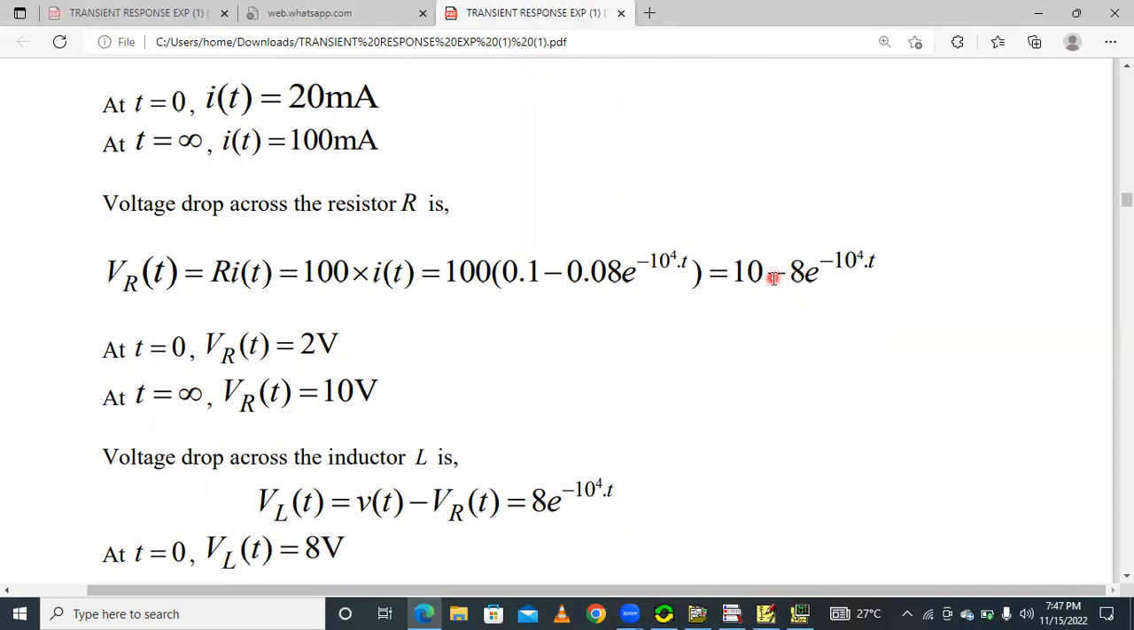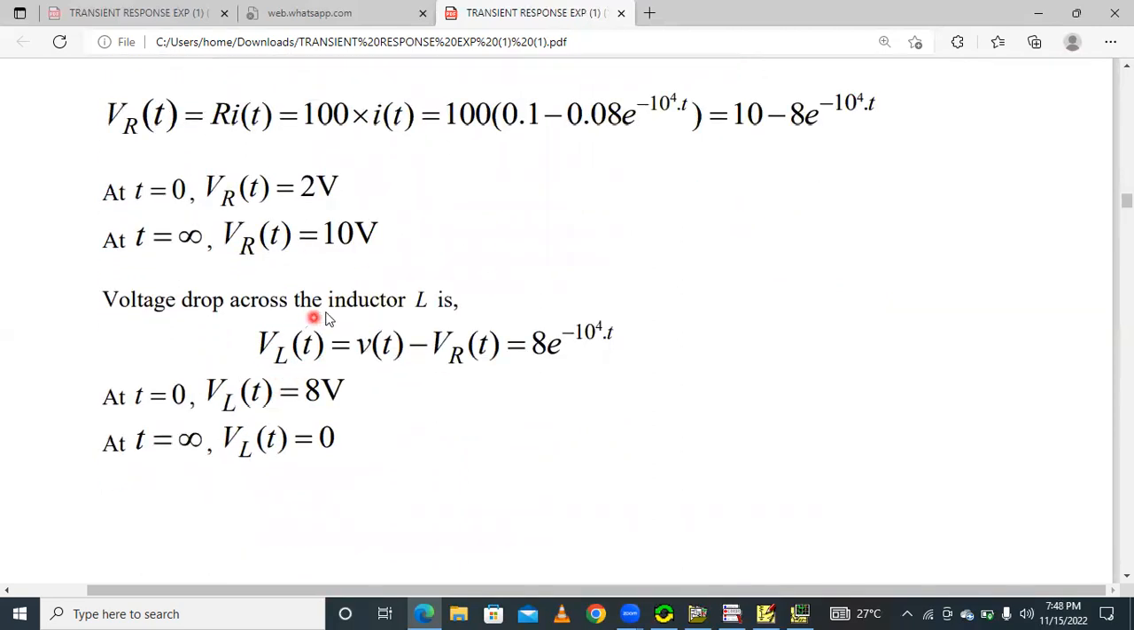Substitute t equal to 0 here: e power 0 is 1, and 10 minus 8 is 2. So at t equal to 0, VR of t is equal to 2 volts. At t equal to infinity, e power minus infinity is 0, so VR of t is equal to 10 volts.